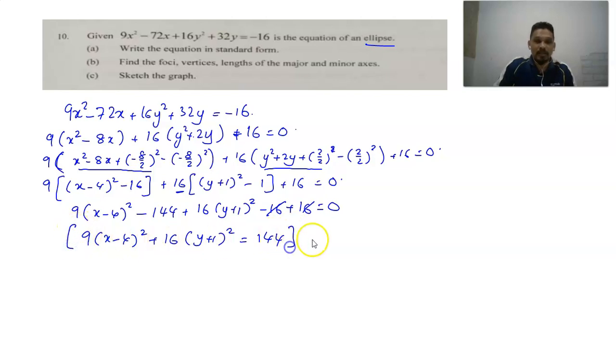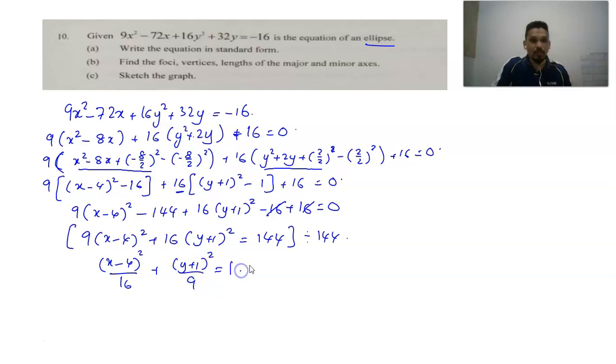Okay, now we divide 144 left and right. So assume that everything here we divide by 144. So then 9 divided by 144, 1 over 16. So then x minus 4 square divided by 16 plus 16 divided by 144 equal to 1 over 9. So then y plus 1 square divided by 9 equal to 1. There you go. In the standard form, this is it. So then find the foci, vertices, length of major and minor axis.